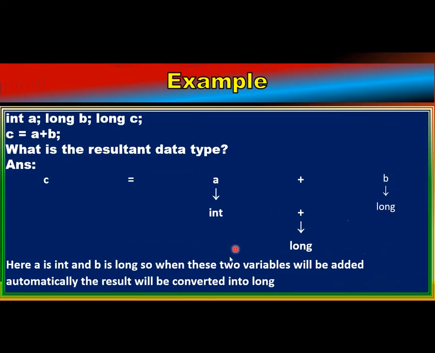Now look at the example here. One example: int a, long b and long c. So here int is present and long is present. Next, c equal to a plus b, then what is the resultant data type? Now the data type of a is int, the data type of b is long. So the output will obviously be long, because long is the highest data type.